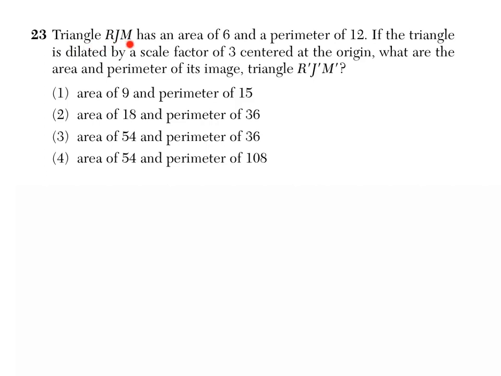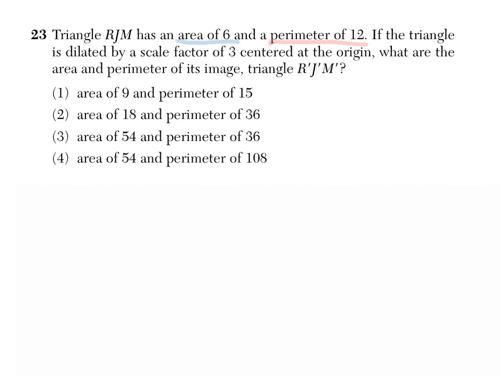Question 23. Triangle RJM has an area of 6 and a perimeter of 12. If the triangle is dilated by a scale factor of 3 centered at the origin, what are the area and perimeter of its image, triangle R', J', M'? So we're going to need to determine, of course, the area and the perimeter. We're going to start with the perimeter because that's a little bit easier. We'll return to the area in a moment.